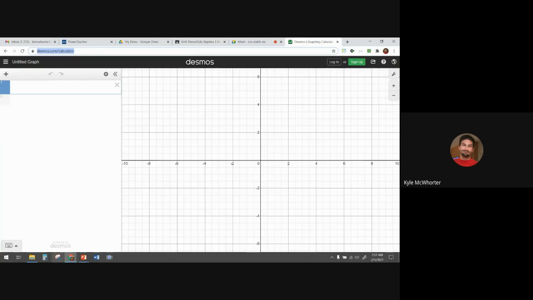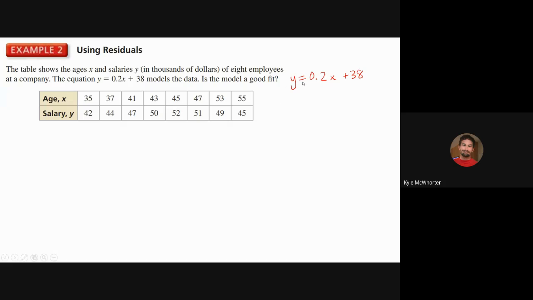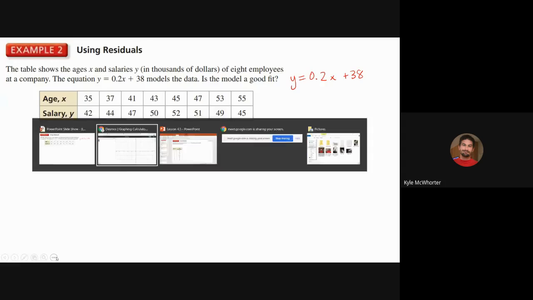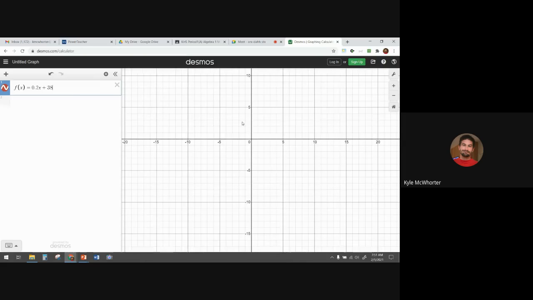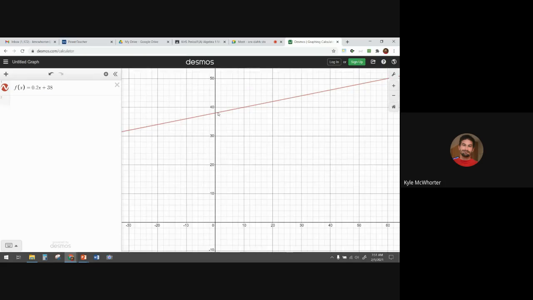And here's what I'm going to put in here. My equation is y equals 0.2x plus 38. So what I'm going to do is write it in function notation. I'm going to say f of x equals 0.2x plus 38. And you can see it was trying to graph it down there. And once I put plus 38, it moves the y-intercept way up there.